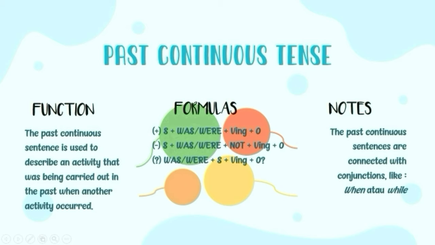Past continuous tense. The function of past continuous tense is used to describe an activity that was being carried out in the past when another activity occurred. The formula for the positive form is subject plus was or were plus verb ing plus object, and the negative form is subject plus was or were plus not plus verb ing plus object, and the interrogative form is was or were plus subject plus verb ing plus object. Notes: the past continuous sentences are connected with conjunctions like when or while.